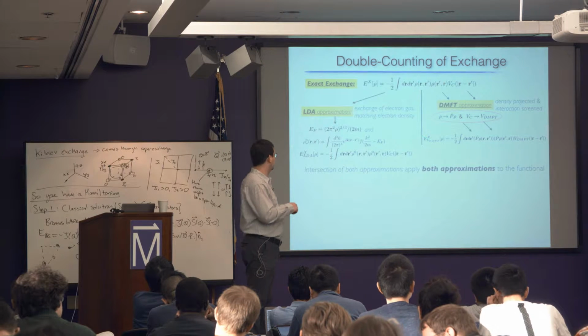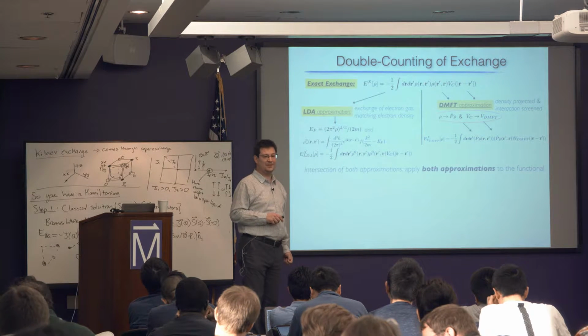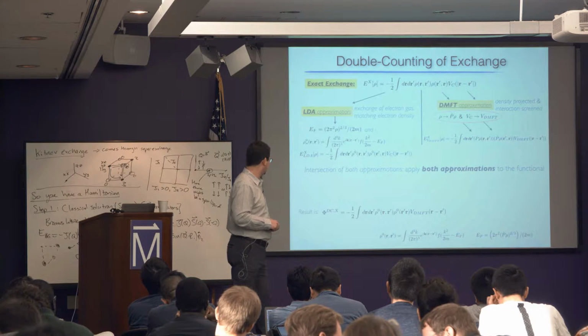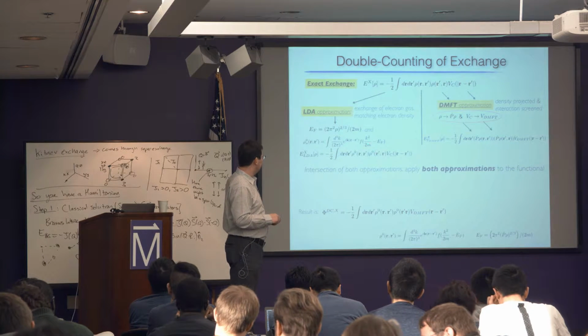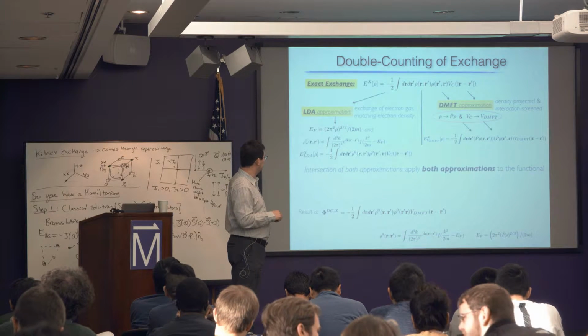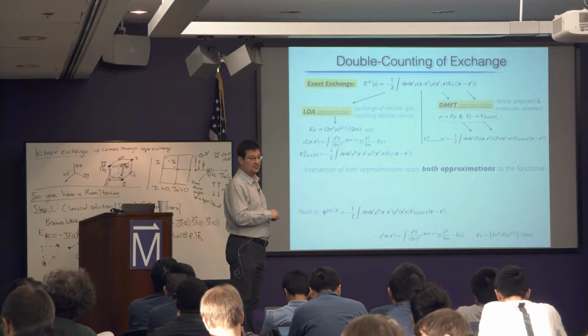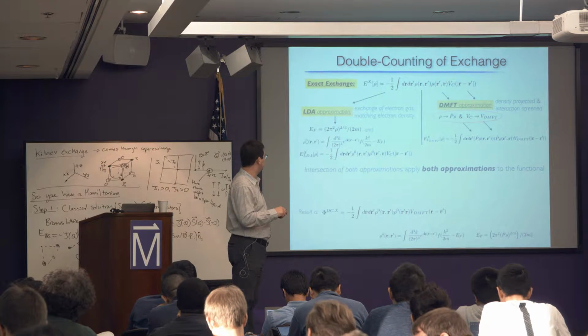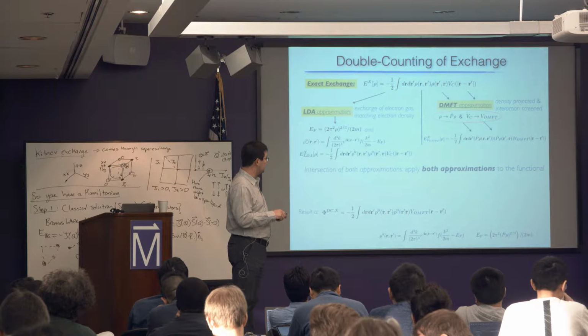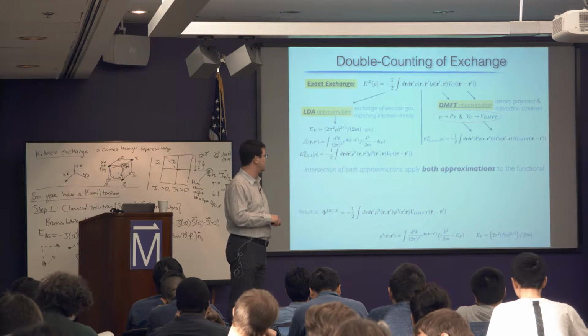Okay, in any order. You can first do LDA and then do DMFT on it, or you can first do DMFT and then LDA. In both cases, what do you get? Well, in this functional, you replace rho with rho 0. That's because this is an LDA approximation, isn't it? Rho has to be replaced with rho 0. That's the first thing. Then the Coulomb interaction has to be replaced with the DMFT Coulomb interaction, because there's a DMFT approximation.